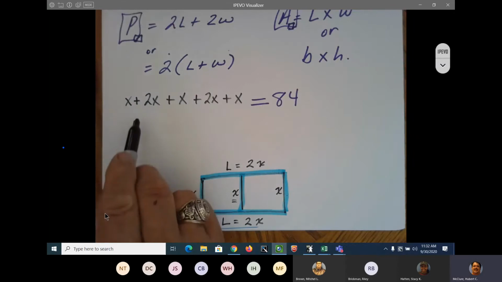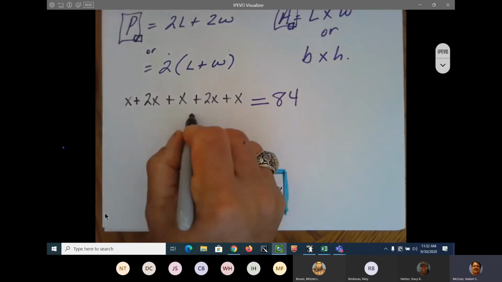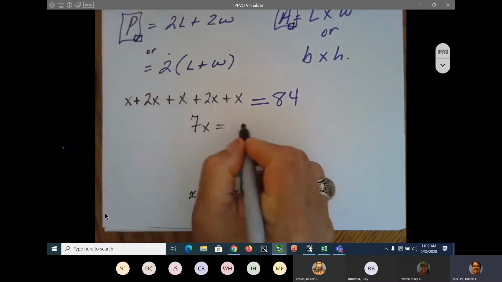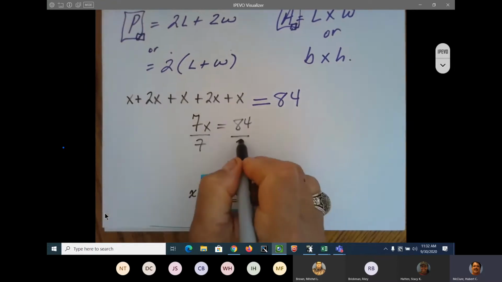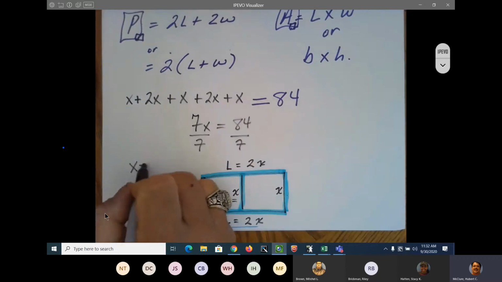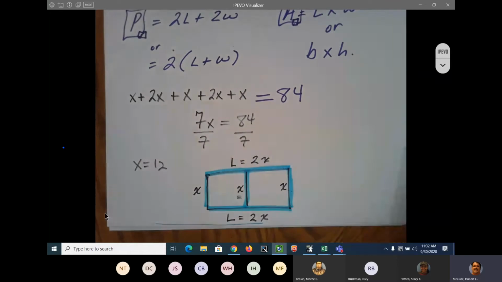So that's 4x, 5x, 6x, 7x. 7x is equal to 84. Therefore, x is equal to what? And that one's done. x is equal to 12.